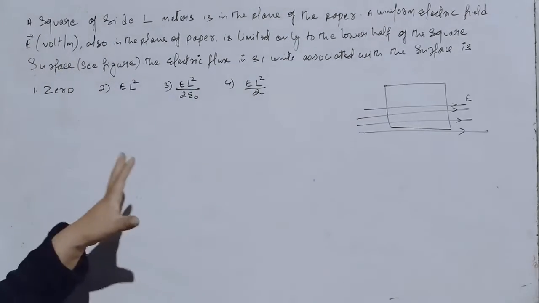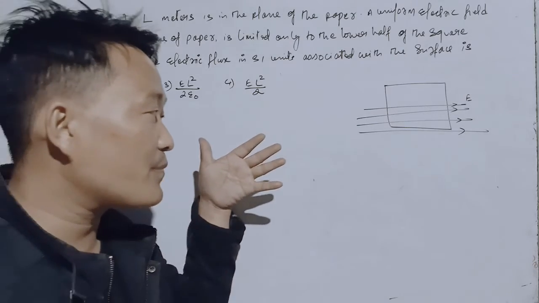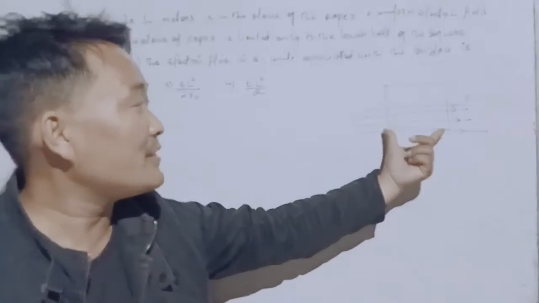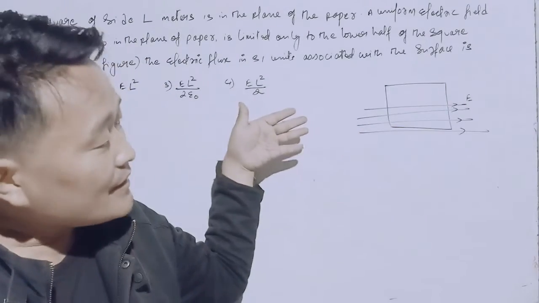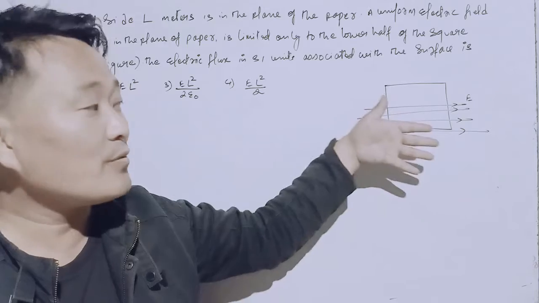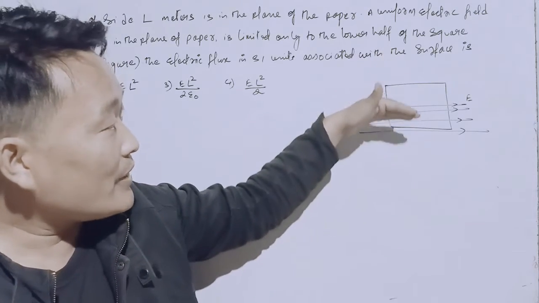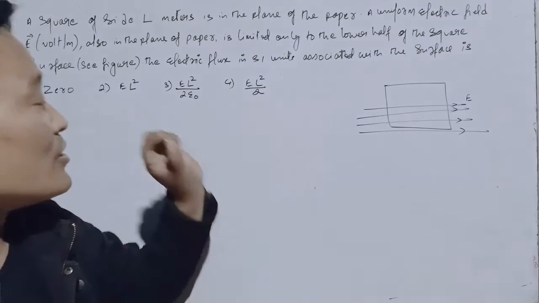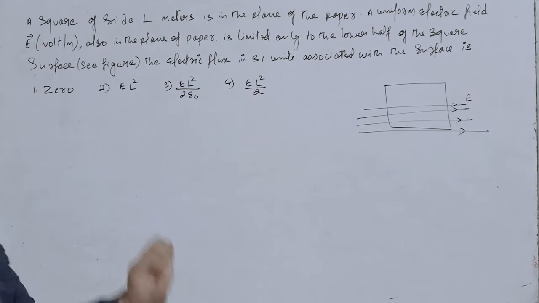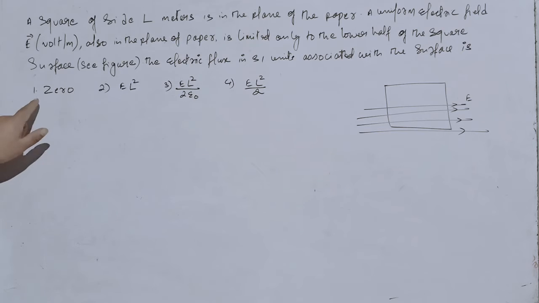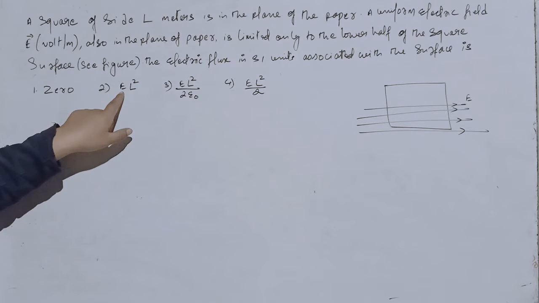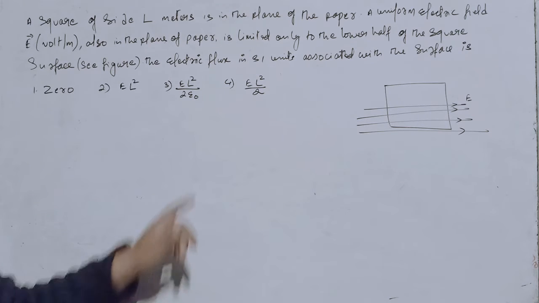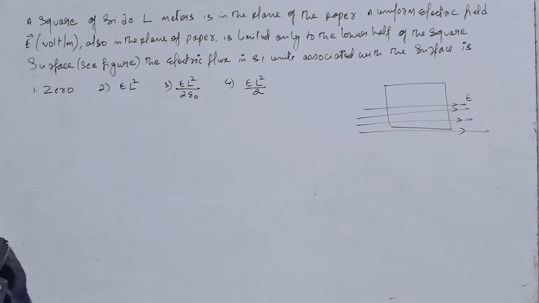In this question, it is said that the uniform electric field passes through the plane of the paper, in which the square is placed, and that electric field passes through half of this square. We have to find the electric flux in units associated with the surface. The options are: first, 0; second, EL square; third, EL square by 2 epsilon naught; and option 4, EL square by 2.